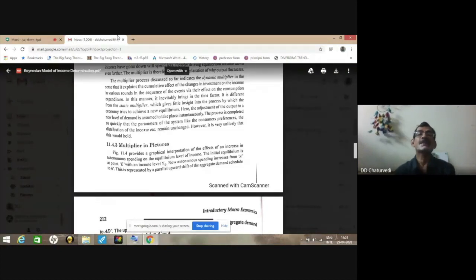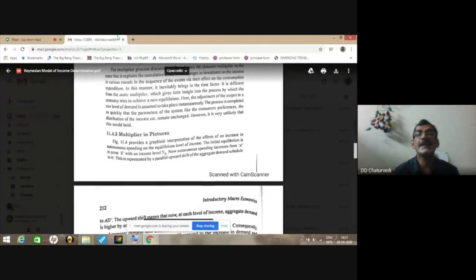This type of multiplier is different from the static multiplier. The static multiplier means that we are straight away moving from one equilibrium point to a new equilibrium point spontaneously, without going through numerous stages or rounds.